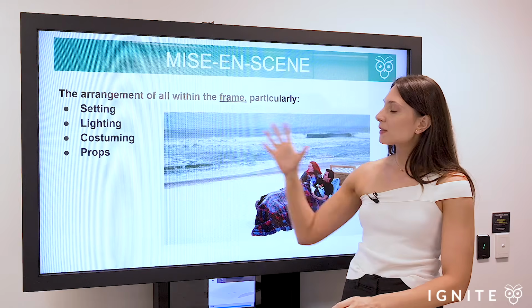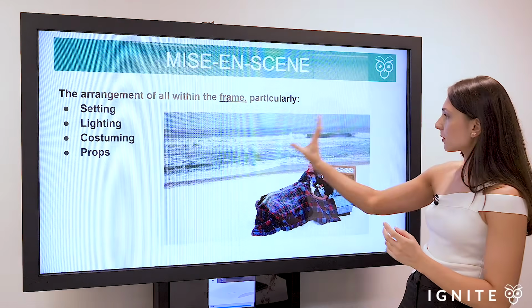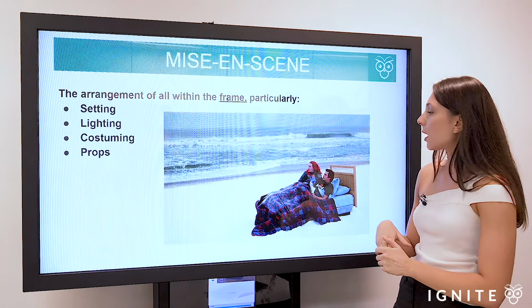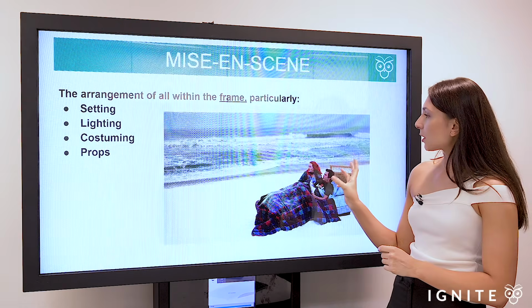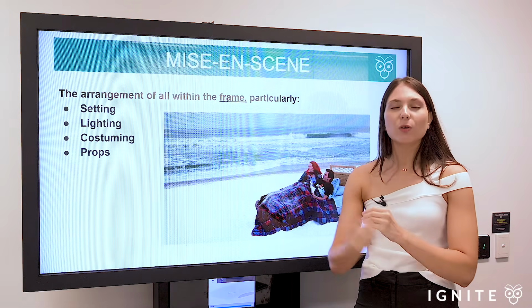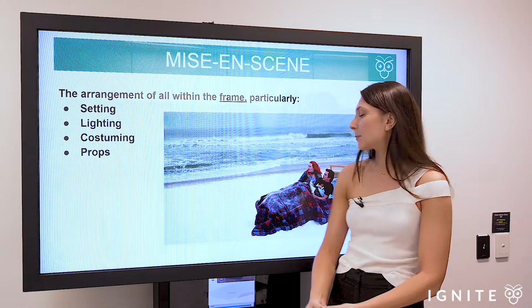And you might like to also consider props that are being used within the setting. If you have a look at this particular shot, by the way, these images are from a really great film called Eternal Sunshine of the Spotless Mind, and the director is Spike Jonze. The film is very postmodern, and it plays around with the construction of meaning, and it really challenges a sense of linear progression from the audience perspective.